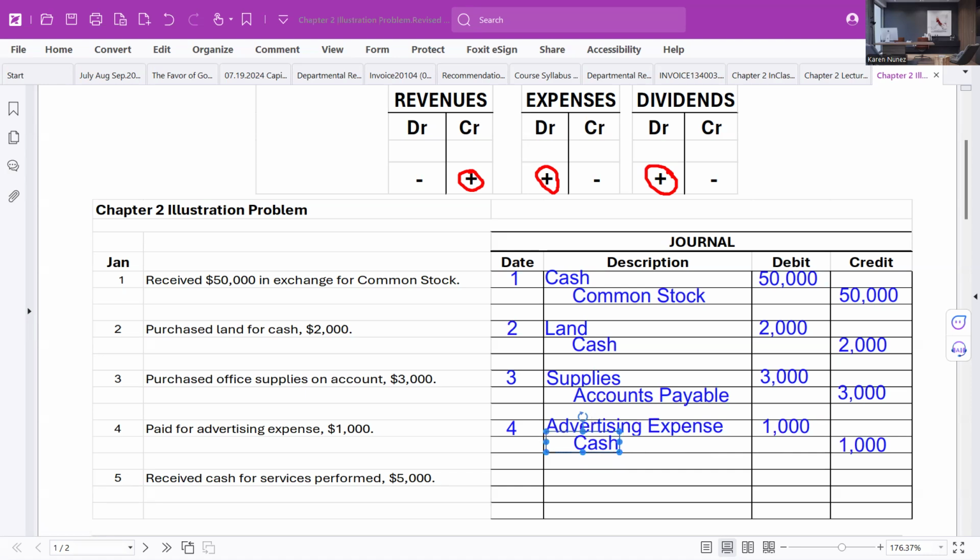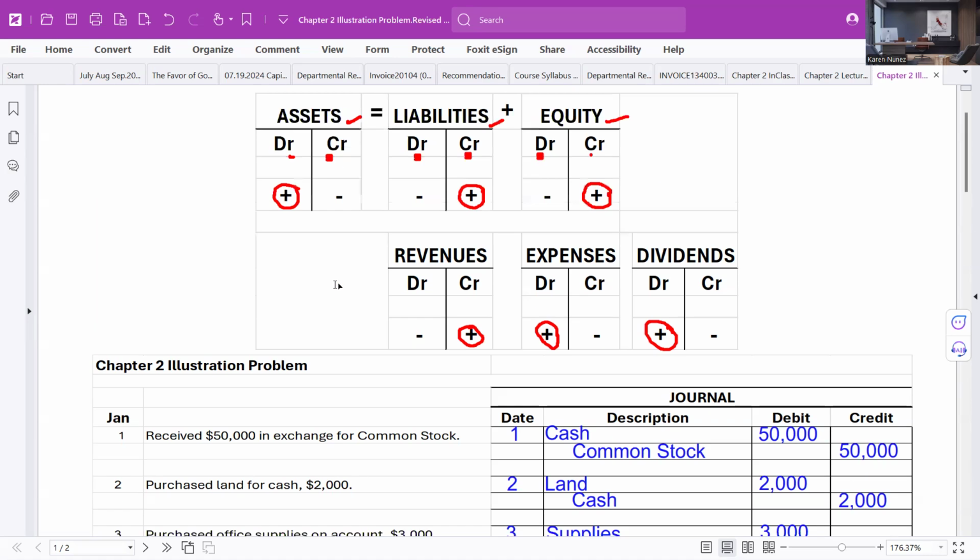And the last transaction, we are receiving cash. We're receiving $5,000 for services performed. So cash is an asset. How do we record on the 5th an increase in our asset?